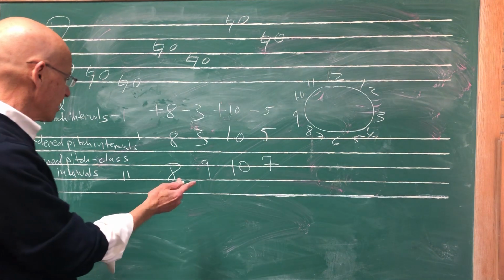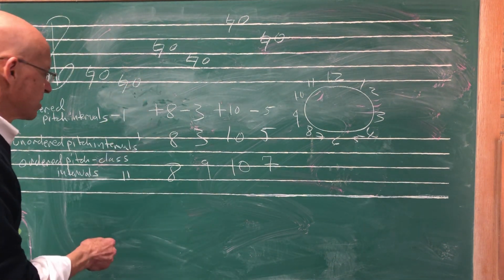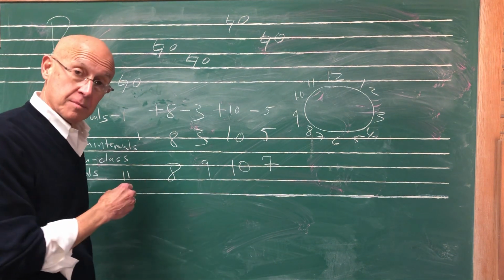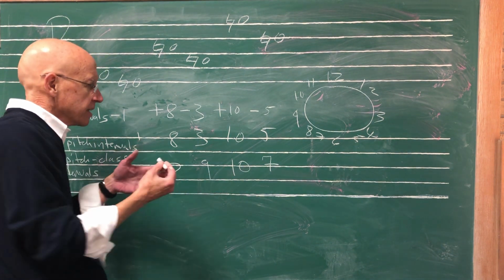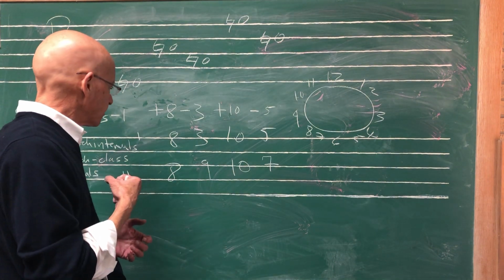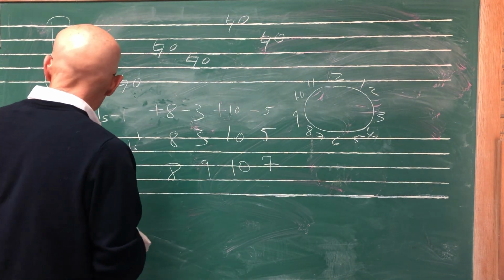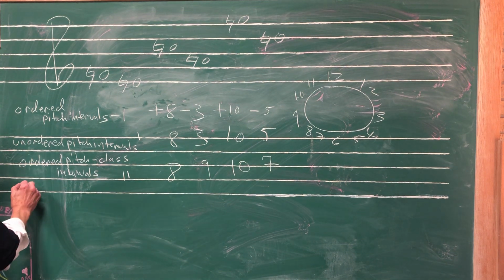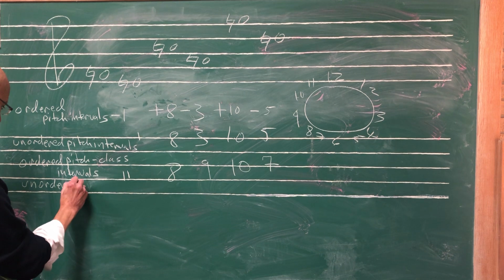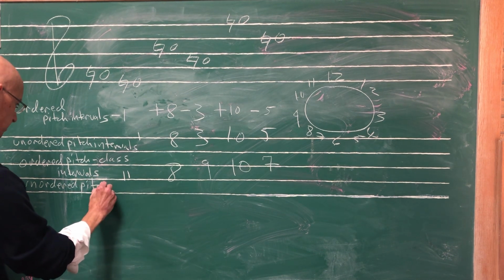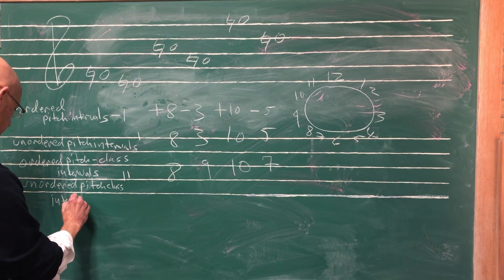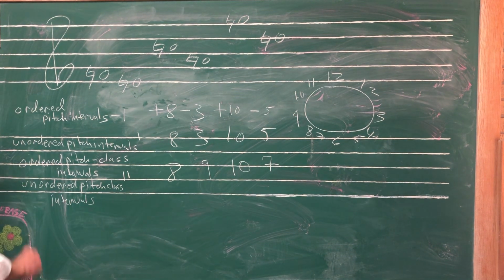And here you can start to see a little something, even in this little stream of pitches. You've got a 7, 8, 9, 10, 11. Right? There's a kind of orderly accordion-like structure going on here. The fourth one is, guess what? Unordered pitch class intervals.